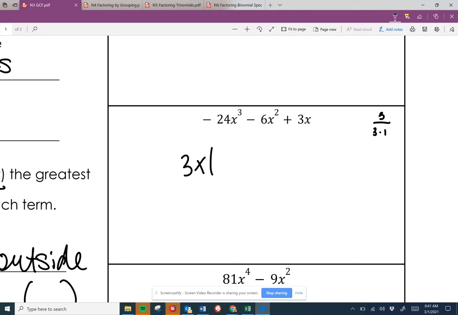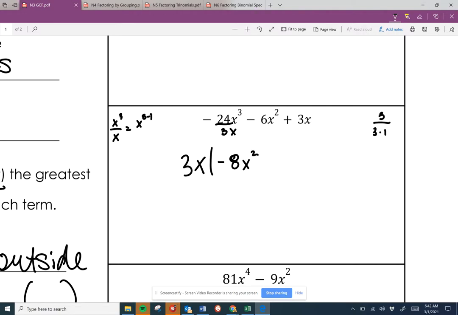Okay, so divided by 3x, okay, 24 divided by 3, that'll be -8, and then x to the third divided by x. Remember when we did our exponent rules, we said when we divided that meant that we were subtracting, so that would be 3 minus 1, okay? 3 minus 1 is 2, right?